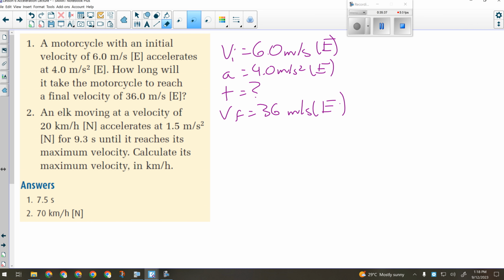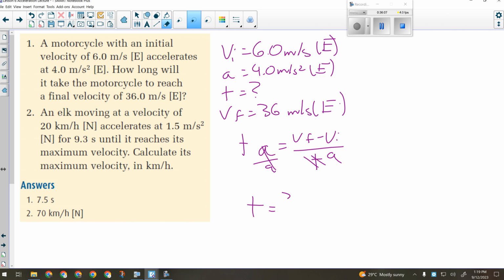Everything's east. Do I need to worry about positives and negatives? Everything's positive, right? It's all east, so I don't have to worry about that. So I'm looking for time. The only formula I have that has the givens I'm given is this one. It's exactly the same one we just did a minute ago. We're solving for time, so we would multiply both sides by time, and then divide both sides by acceleration, and plug in our numbers.